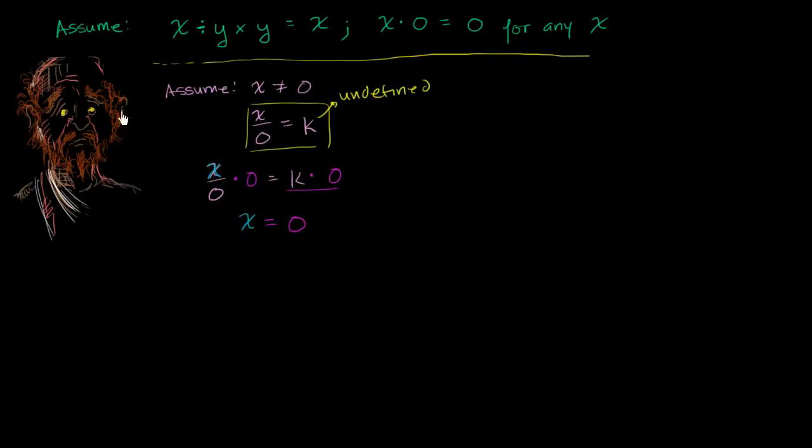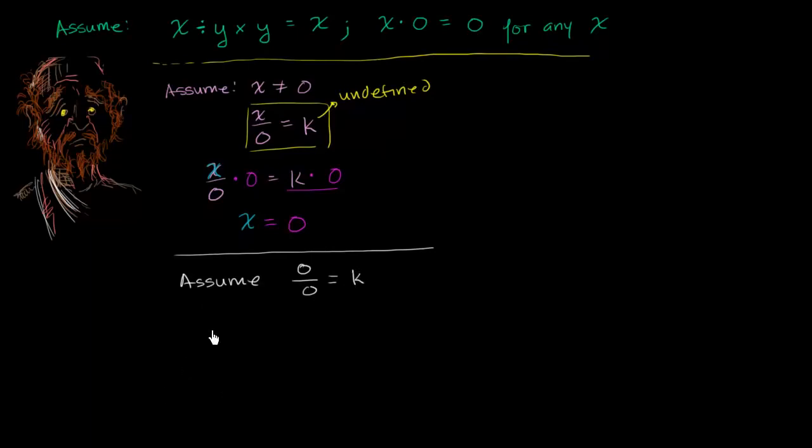Now, with that out of the way, you're like, well, okay, this was the situation when x does not equal 0. But what about when x does equal 0? So let's think about that for a little bit. And once again, I will try to define it. So I will assume that 0 divided by 0 is equal to some number. Well, once again, let's say it's equal to k again.